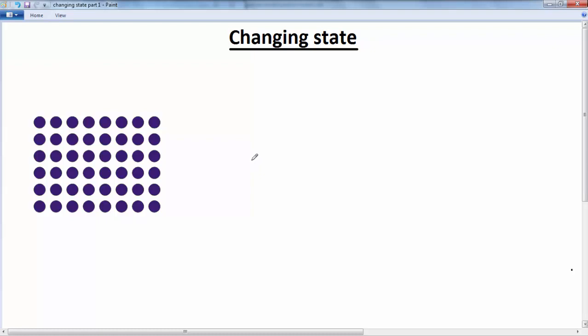In the last lesson we looked at the states of matter, and in this lesson we're going to look at what happens when a substance changes from one state to another. So we're going to start off with an imaginary substance in the solid state, and you'll see that the particles or atoms are arranged in regular rows and columns, held together by strong forces, tightly packed. They're tighter packed than I've depicted here.